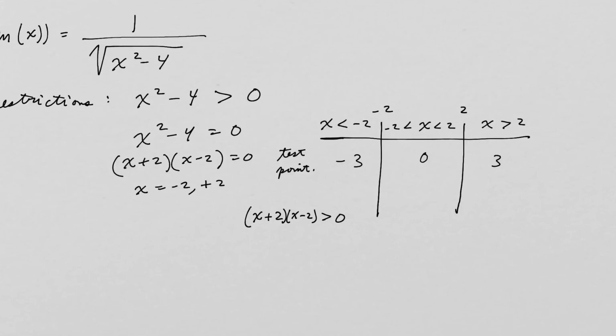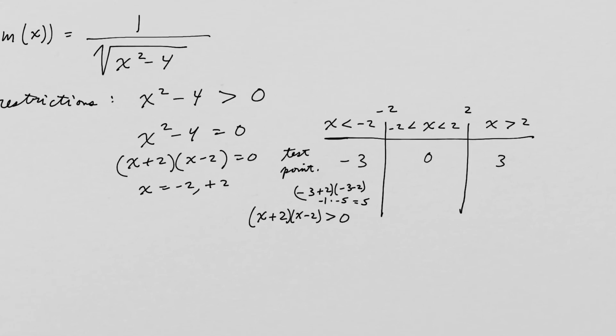So let's plug in negative 3. So I have negative 3 plus 2 times negative 3 minus 2. Well, this is negative 1 times negative 5. What's negative 1 times negative 5? That's positive 5. Right? So is that greater than 0? Is positive 5 greater than 0? Yes. So here we have true. So if x is less than negative 2, it satisfies that inequality. Right? It makes it true.